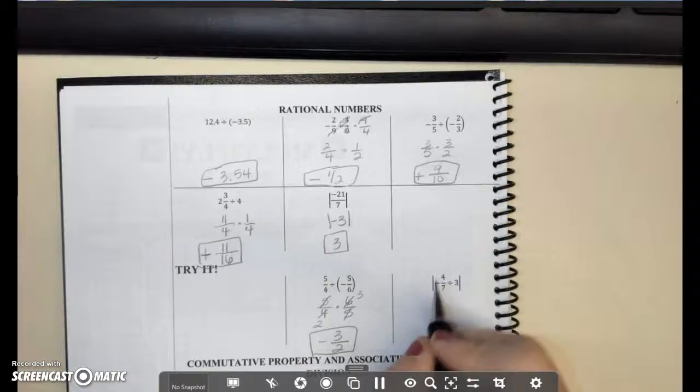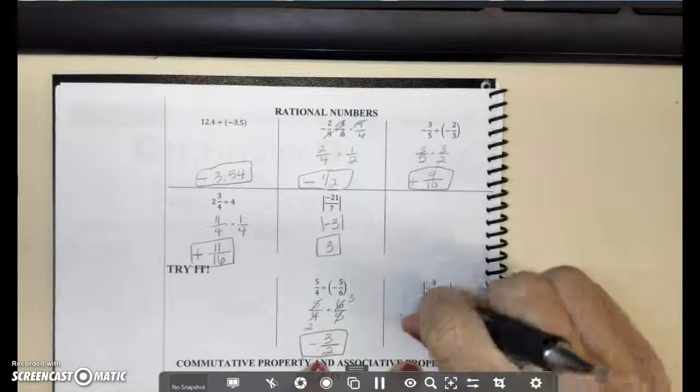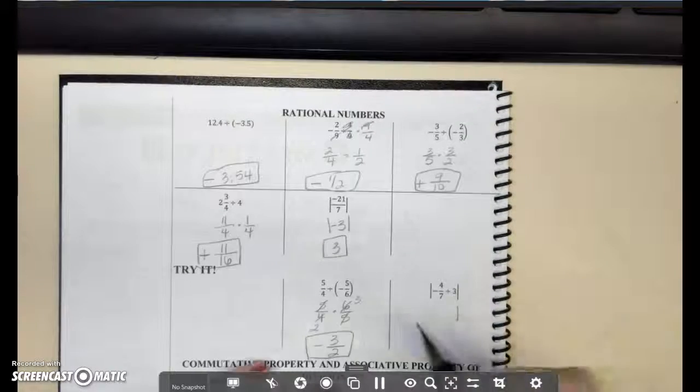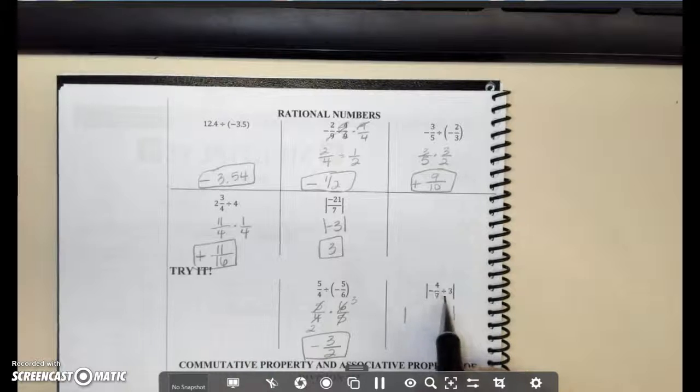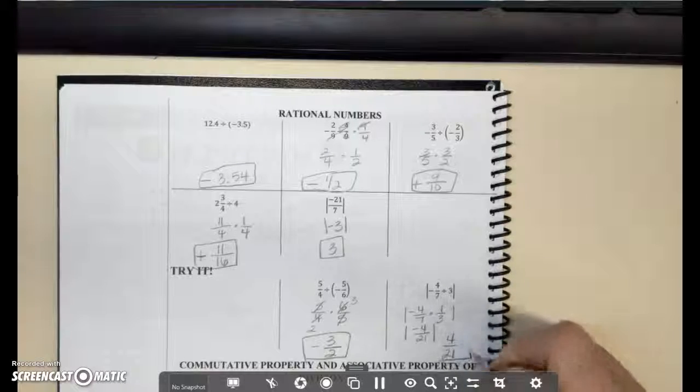Alright, negative divided by a positive. So you only apply that absolute value after you've taken care of that multiplication. So, the same as multiplying by a third. So I get the absolute value of negative 4 over 21. So your answer would be 4 over 21. Good.